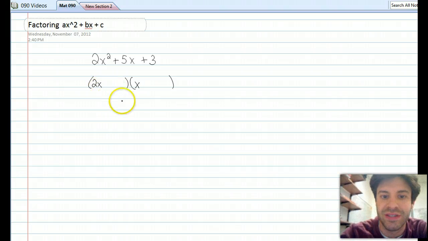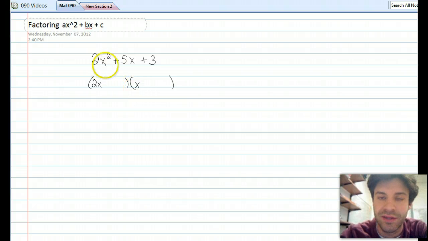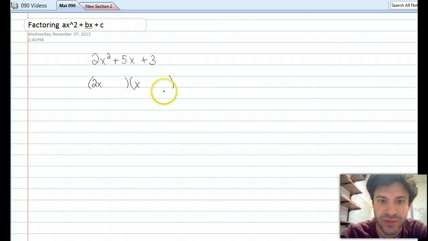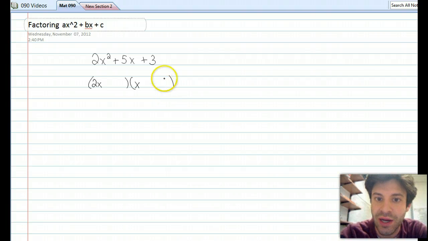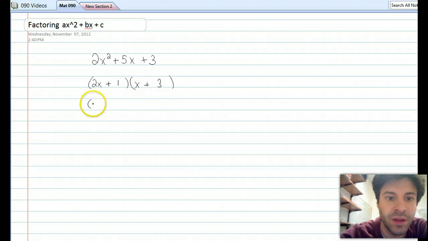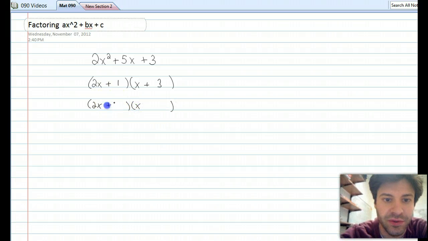Now when we go to FOIL this thing out, we multiply our first two terms together and we get 2x squared. That's the first term, so that's going to work. Again, these last two terms have to multiply to get 3. Now the order actually matters in this case. We have two options. We have the option of putting a +1 here and a +3 here, or we have the option of putting the +3 here and the +1 here.